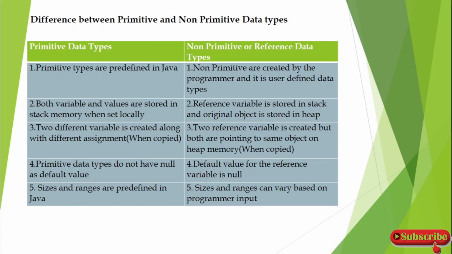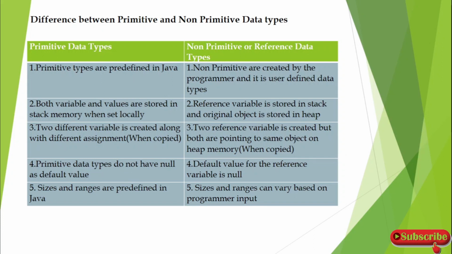Below are the differences between the primitive and non-primitive data types. Under primitive data types, the first point is they are predefined in Java. So all this integer, long, double, float, boolean, everything is predefined in Java. Okay, and the non-primitive data types or reference data types are created by the programmer, and they are called user-defined data types. All these classes, strings, arrays, objects, interfaces, those are created by the programmer itself.